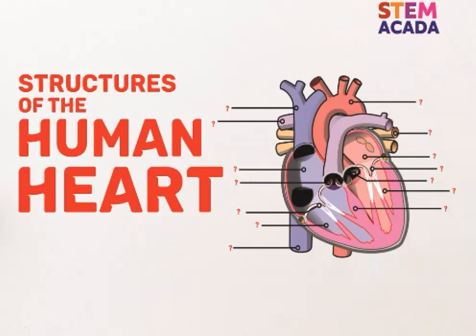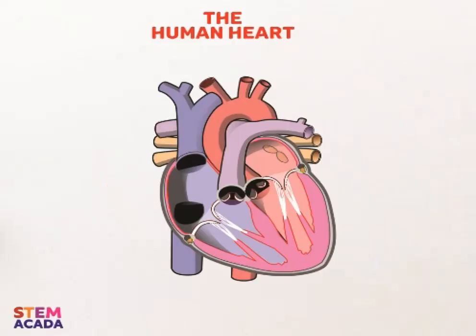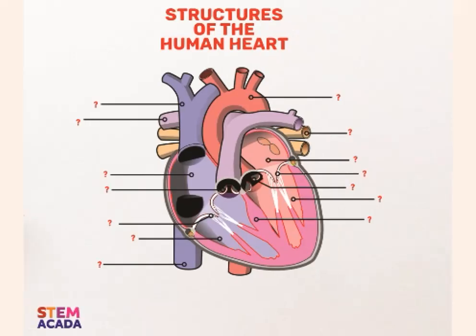My name is Abiodun. The heart is a vital organ that is essential for maintaining the circulation of blood throughout the body. It is located in the chest, behind the breastbone, and between the lungs. The heart is made up of several different structures, including the chambers, valves, and blood vessels. In this lesson, we will explore these structures in detail and learn how they work together to keep our bodies functioning properly. So get ready to dive in and learn all about the amazing structures of the human heart.